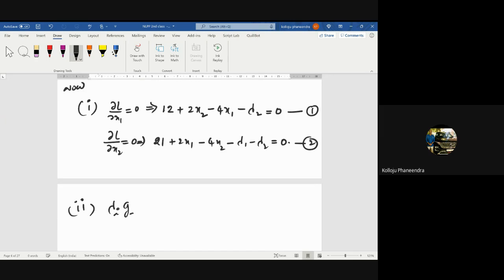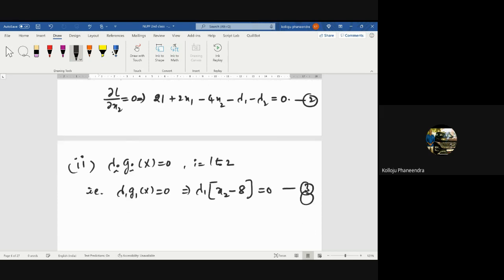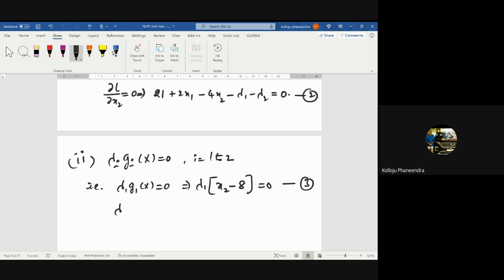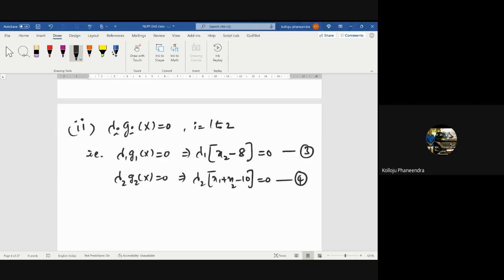Second set. Lambda i into g i of x equal to 0, i equal to 1 to 2. That is lambda 1 into g1 of x equal to 0. What is g1 of x? First constraint, x2 minus 8. There is no slack there, remember that point. Equal to 0. This is the third equation. Next, lambda 2 into g2 of x equal to 0, that is lambda 2 into x1 plus x2 minus 10 equal to 0. This is the fourth equation, the second KT condition. Coming to the third KT condition, what is this?